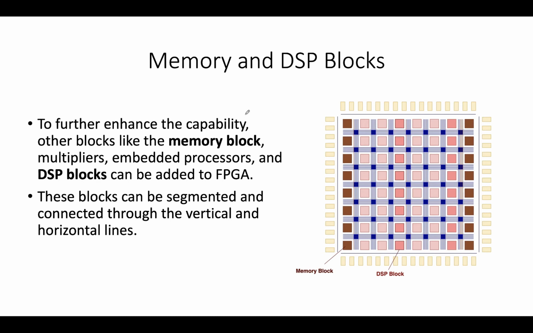So to further improve the capability of FPGA, other blocks like memory blocks, multipliers, embedded processor and DSP blocks can be added to the FPGA. So you see in our matrix, we can add this brown square for the memory blocks and these darker pink DSP blocks. An important point is these blocks can be segmented and divided and connected through the vertical and horizontal lines that are our network that is programmable.